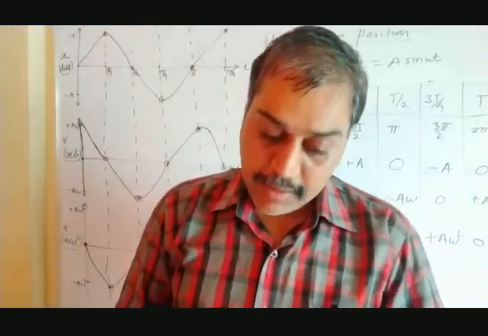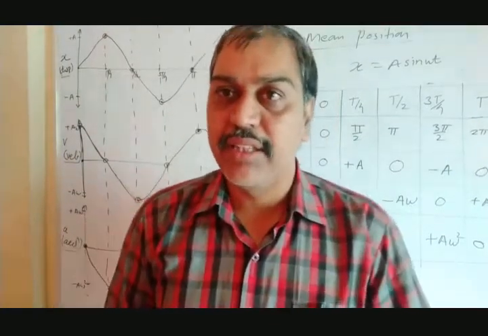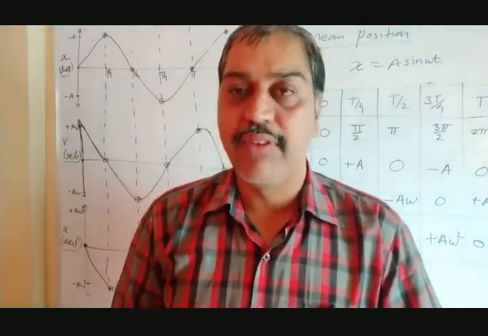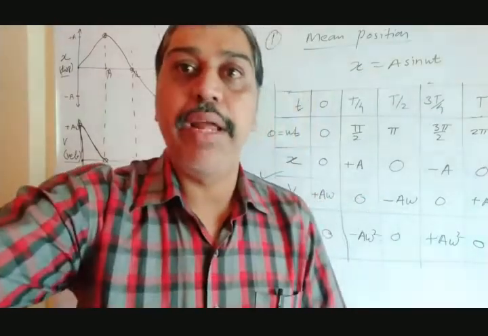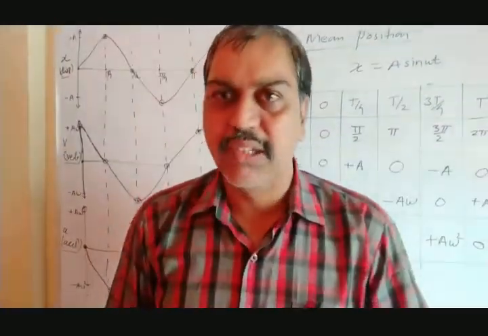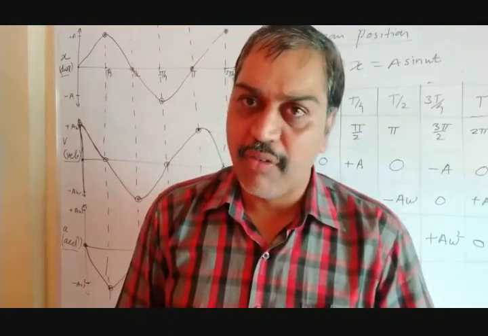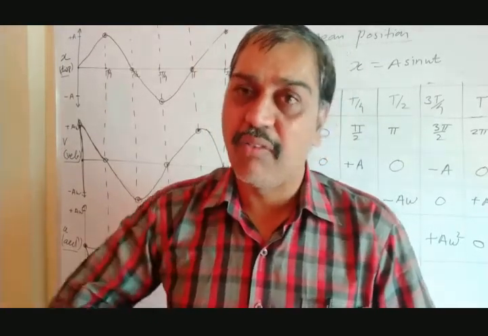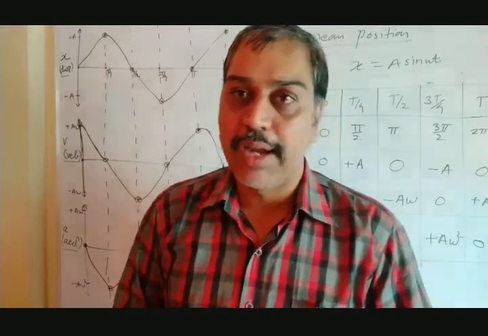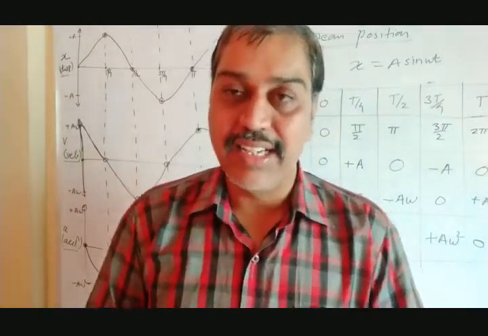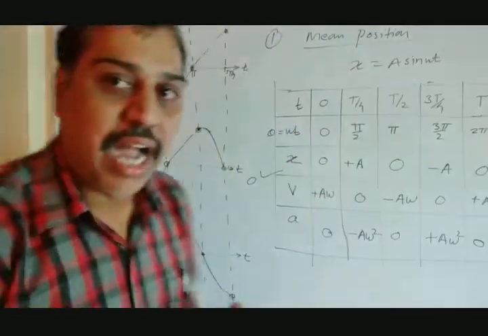Now remember, this is the variation of displacement with time, velocity with time, acceleration with time. But in your book they might ask the question as the variation of the displacement, velocity and acceleration with respect to theta angle. In that case, what should be the change? I will write it down here.